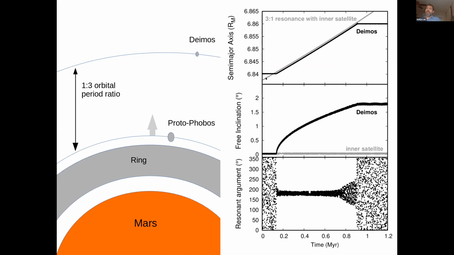1-to-3 resonance. So in gray, here is the resonant location with the inner moon, and black is the semi-major axis of Deimos. So for a while, the semi-major axis of Deimos follows the resonance with the inner moon. Eccentricity of Deimos here gets excited until the resonance is broken, and here you can see the resonant argument, for dynamicists. It's actually librating, and here is a secondary resonance that breaks up the primary one. So this secondary resonance is great because it depends on the mass of the inner moon and can tell us how massive it had to be.